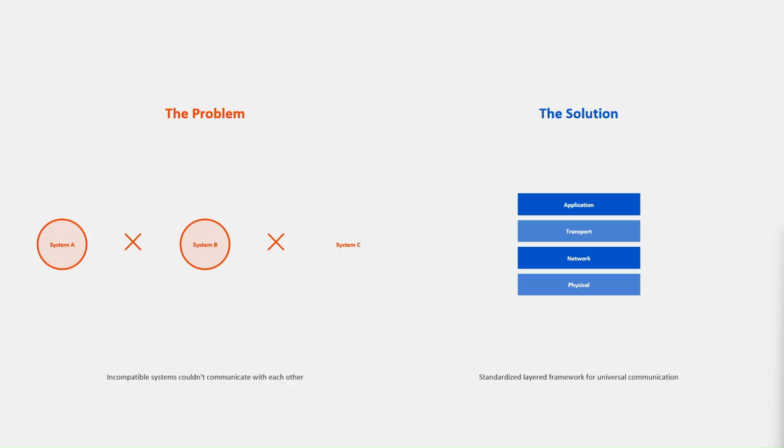That's where the concept of layered network models comes in. It breaks down the incredibly complex task of sending data into smaller, manageable, and standardized steps. Each step or layer has a specific job, and it only talks to the layer directly above or below it. This modular approach is the secret to the internet's success.